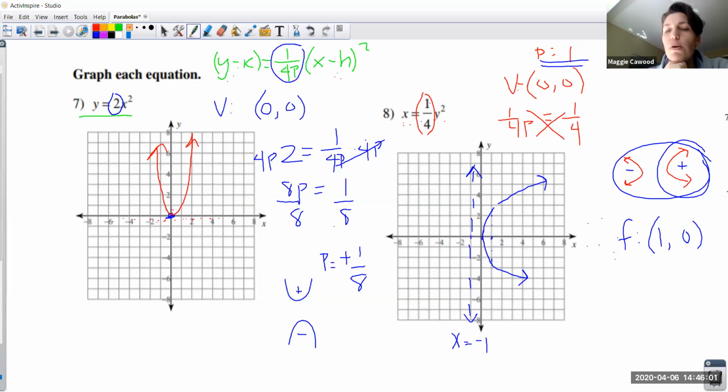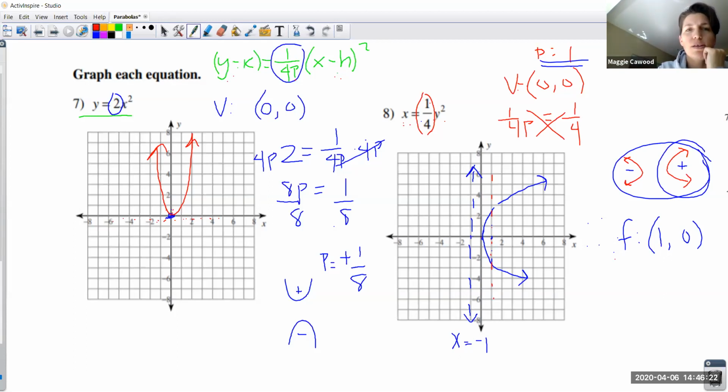The focus is inside the parabola. The directrix is on the opposite side, right? One mistake I've seen students make is they'll put the focus inside, and then they'll put the directrix right on top of it. So the directrix is on one side, the focus on the inside. The focus is inside the parabola. The directrix is on the opposite side.